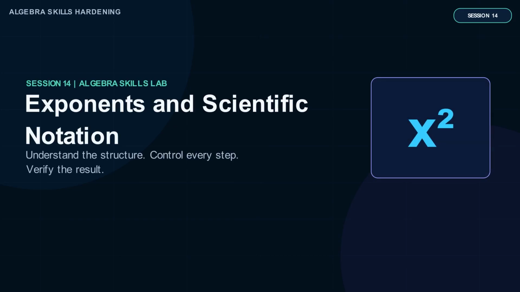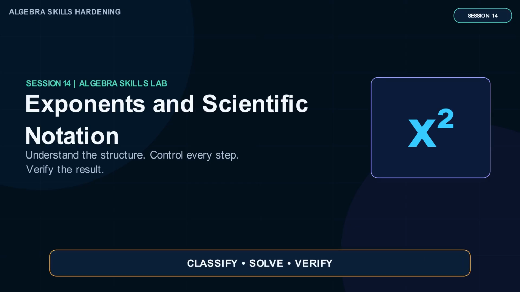Welcome to Session 14, Exponents and Scientific Notation. This lesson strengthens algebra that remains reliable when the numbers or representations become unfamiliar. You will learn to apply exponent laws only to matching product or quotient structures, to rewrite negative powers without changing coefficients, and to interpret exponential growth and decay factors in context. Treat these as connected habits.